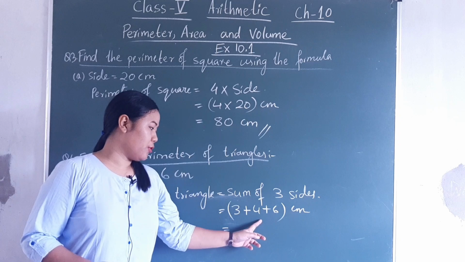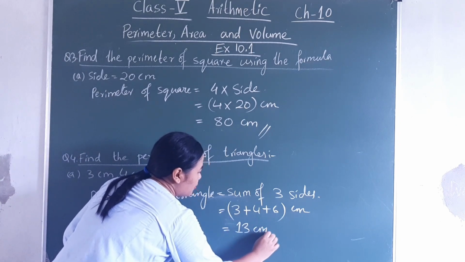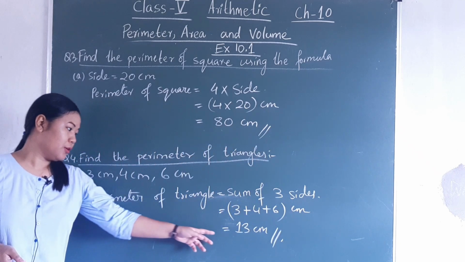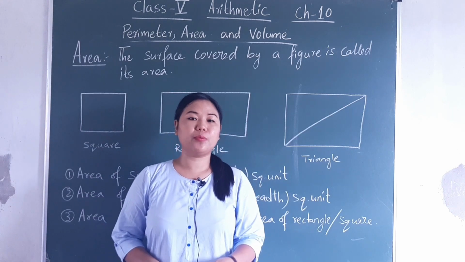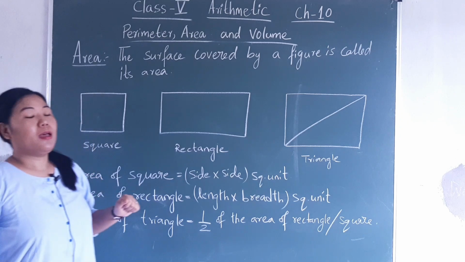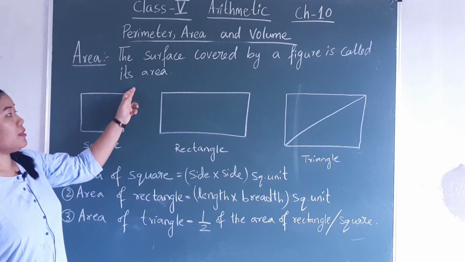So 6 plus 4 is 10, 10 plus 3 is 13. So this is the perimeter of the triangle, 13 centimeter. Okay, now students, we will learn what is area. Now area means the surface covered by a figure is called its area.